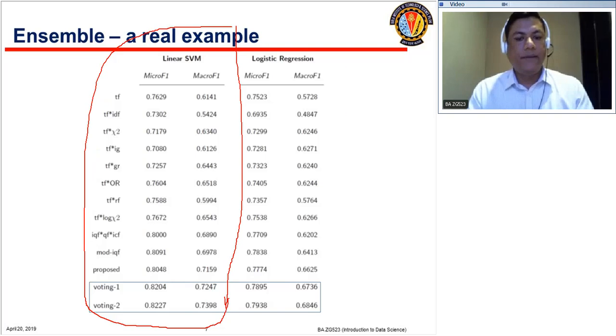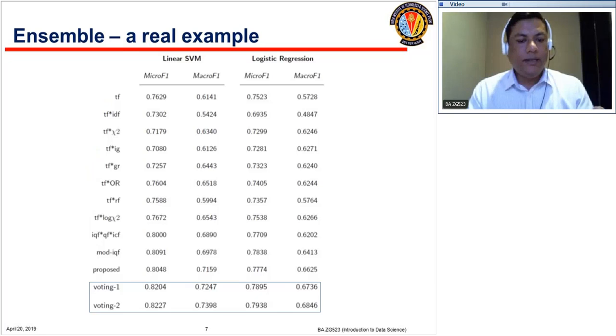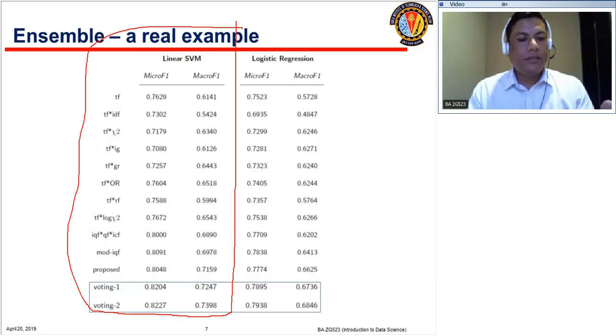And you can see that just for linear SVM here, the individual scores are quite good. For example, the proposed method or the mod IQF, and TF log x square, TFOR, these are found to give good scores. IQF, QF, ICF was kind of similar to mod IQF, so we didn't use it.